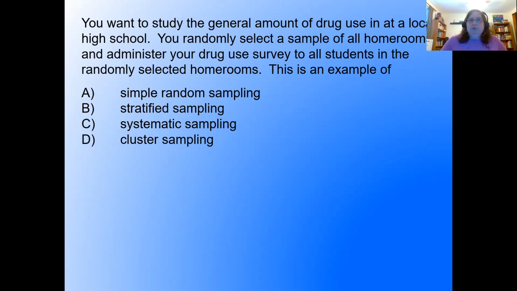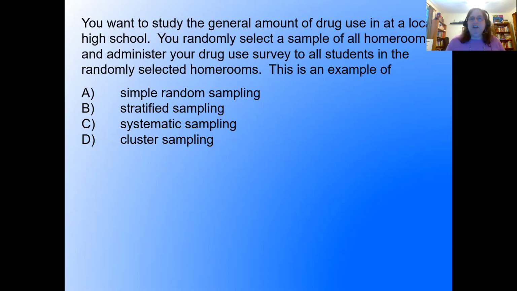With simple, we would have put all the students' names in a hat and randomly selected some. With systematic, we would have gone ahead and chosen maybe every 10th student, starting with number 4. With stratified, we would have broken up students, maybe by year in school, freshman, sophomore, junior, senior, and then taken a proportionate simple random sample from each one.